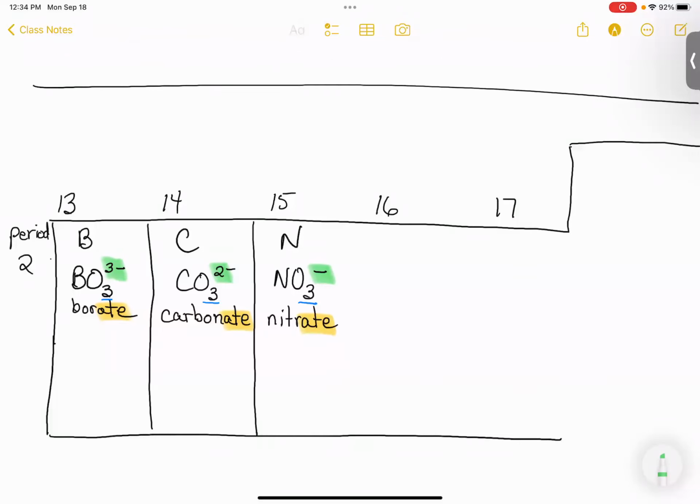Now, folks, I'm not saying it's up to you how you do this. You may want to memorize every single ion. That may be the best way for you. I'm not saying that. I'm saying that if you can spot these trends, it'll make your life easier.